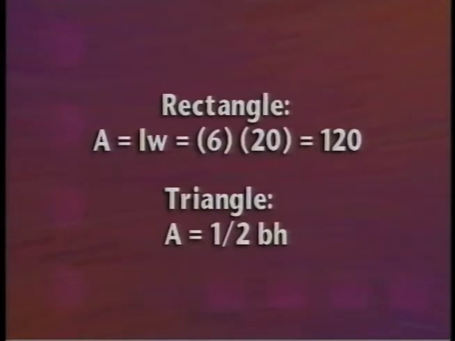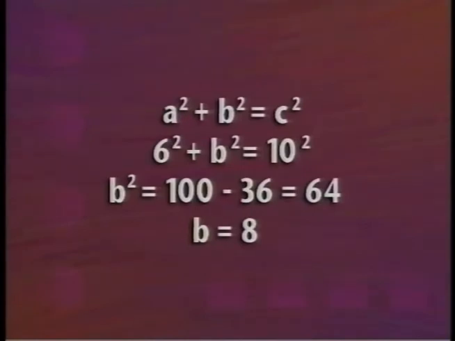We have the height, 6. We need to find the base. Let's use the Pythagorean theorem. A squared plus b squared equals c squared. Plugging in, 6 squared plus b squared equals 10 squared. B squared equals 100 minus 36 equals 64. B equals 8. Or you could have noticed that this was a 3, 4, 5 right triangle to solve for the base and also get 8.